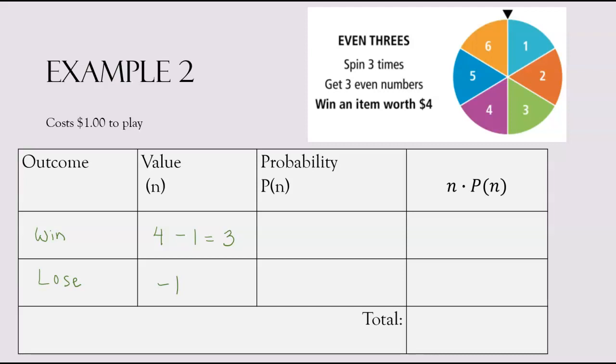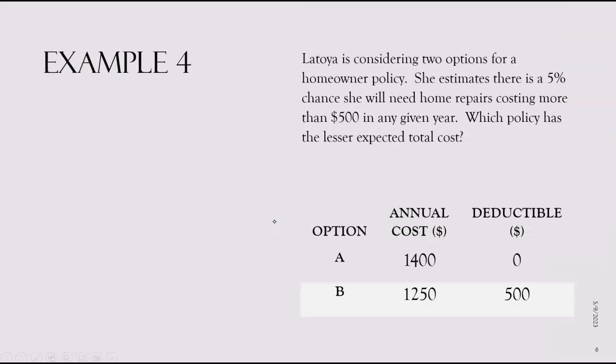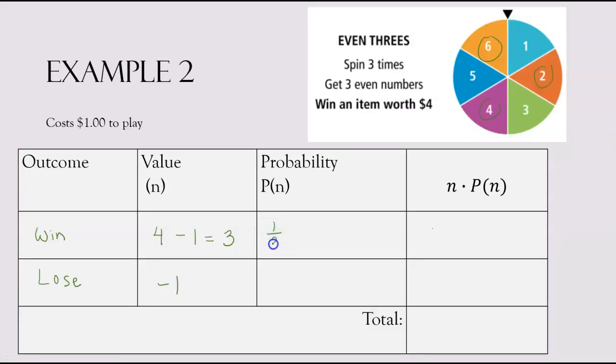Okay, the probability of spinning 3 times and getting 3 even numbers, well, the probability of getting 1 even number would be 1, 2, 3 out of 6, or 1/2. But I'm spinning 3 times, so it's going to be 1/2 times 1/2 times 1/2. And so it's going to be 1 out of 8 is the probability of winning this game, which means that the probability of losing this game is 7 out of 8, which is just 1 minus 1/8. So then if I do the value times the probability, this time they're fractions. It's okay to multiply fractions together.